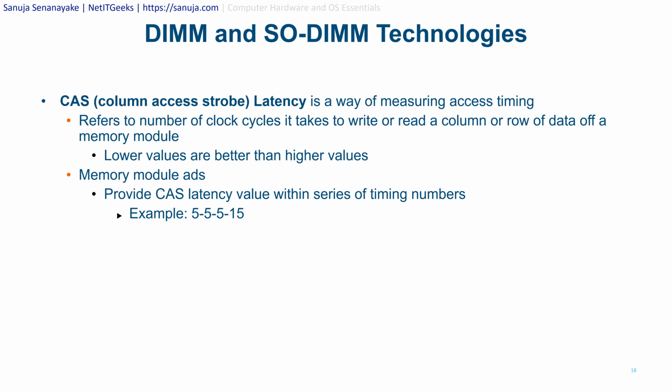The RAM module adds a CAS latency value within the series of timing numbers. It will say something like 5-5-5-15, for example. So when you're trying to purchase a memory, you will have that CAS information either in the manual of that memory or on the stick. There will be a sticker with that information. So now you know what CAS is. It's basically a way of measuring access timing, and the lower you can get these CAS numbers, the better for your configuration.